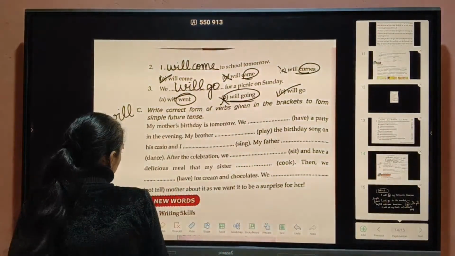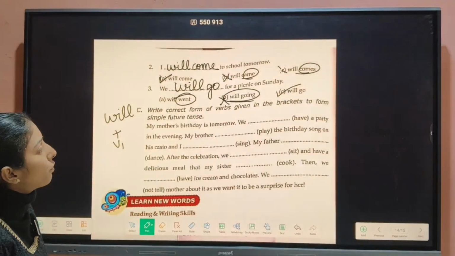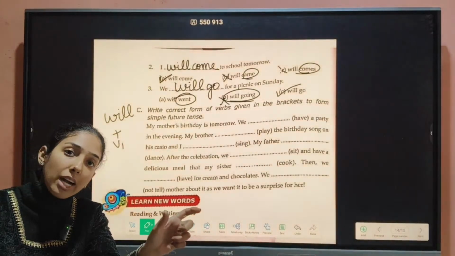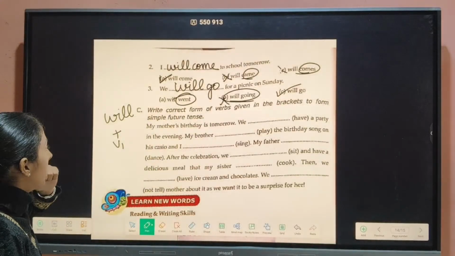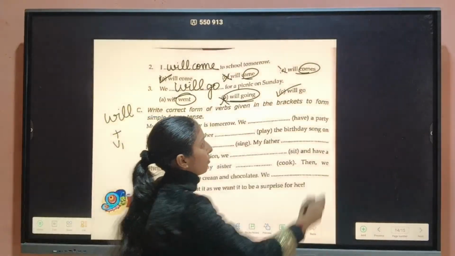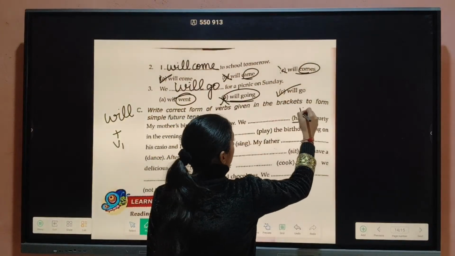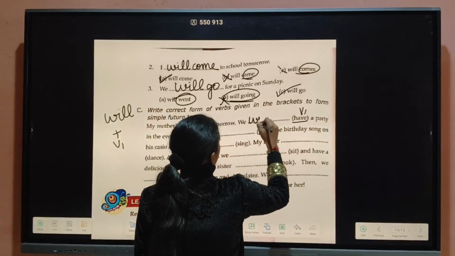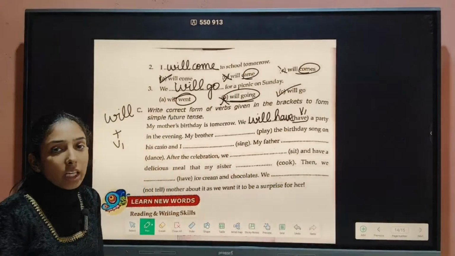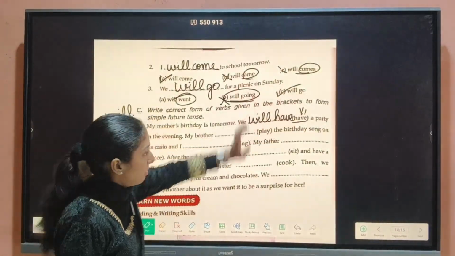Let us do more. C part, write correct form of verbs given in the bracket to form simple future tense. You have to just add will before the verb given. My mother's birthday is tomorrow. We dash have. This is the first form of the verb. Okay. So, we will have a party in the evening. Just add will, okay, and the verb given here.